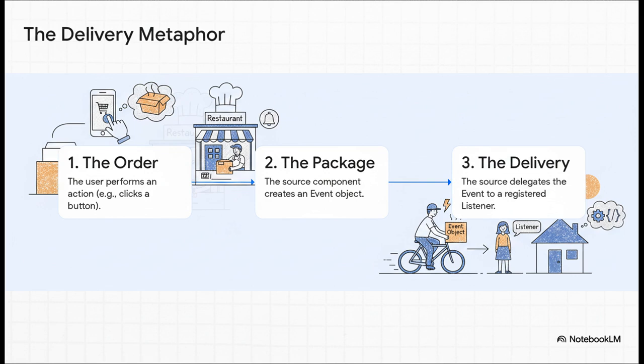But here's the key. The restaurant doesn't deliver the food. It calls a delivery agent. That's our listener, who is specifically signed up to handle its deliveries. The listener grabs the package and does the work. In our case, it runs your code.